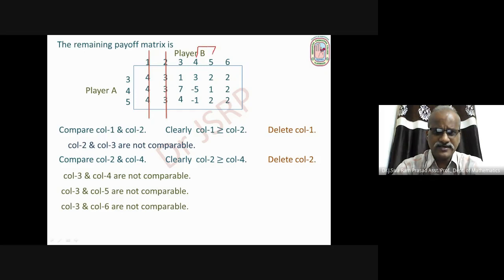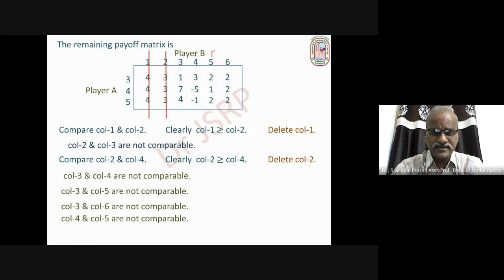So compare column 4 and column 5. 3 greater than 2, but minus 5 less than 1. So here greater than, here less than. So we have two different inequalities. So column 4 and column 5 are also not comparable. Next combination. Compare column 4 and column 6. Here 3 greater than 2, minus 5 less than 2. So here greater than, here less than. So we have two different inequalities. So column 4 and column 6 are also not comparable. So all possible combinations with column 4 are over.